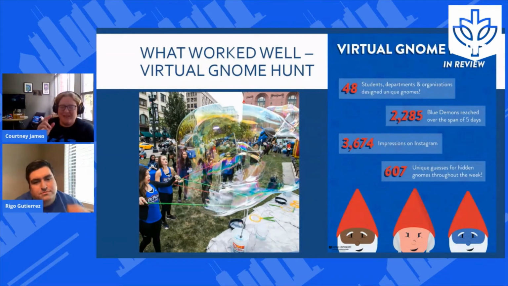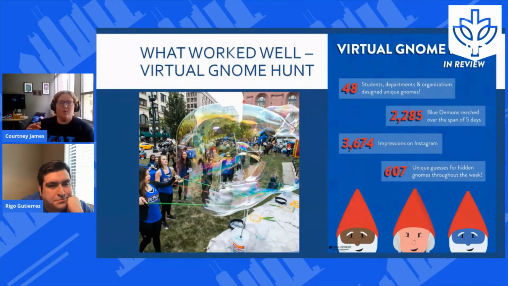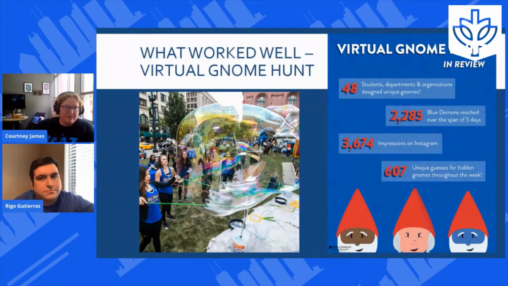So that third bucket that Rigo overviewed a little bit earlier was social media hunts. He talked a little bit about the DIBS emoji hunt that we're currently doing this summer. That actually started as a concept from an event that we did previously called our virtual GNOME hunt. When we are traditionally in person, we do an event called the GNOME hunt, where we hide 100 little 6 or 7 inch gnomes all over campus for students to find and then win prize packs.